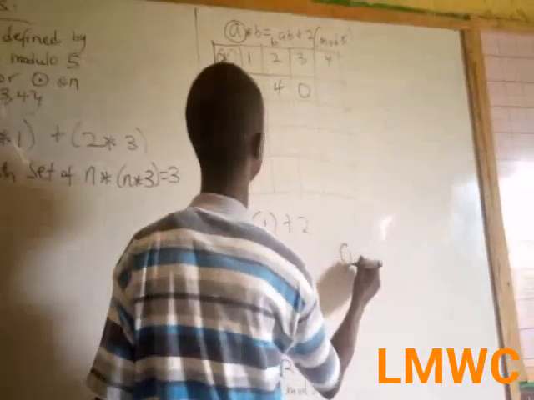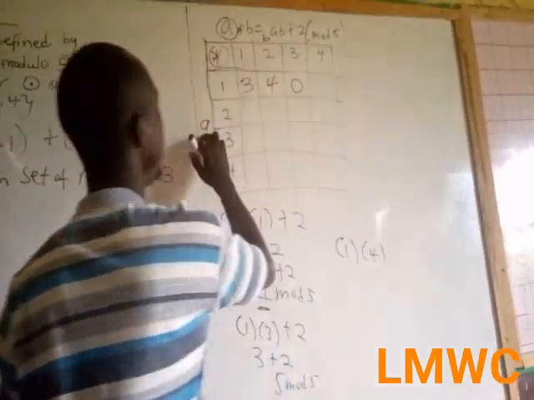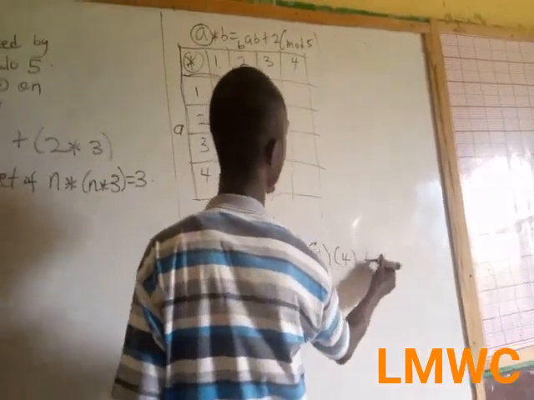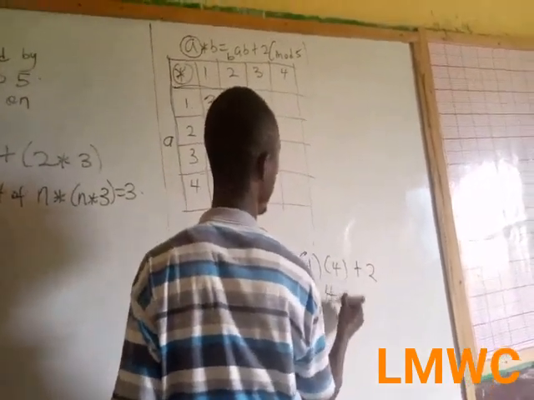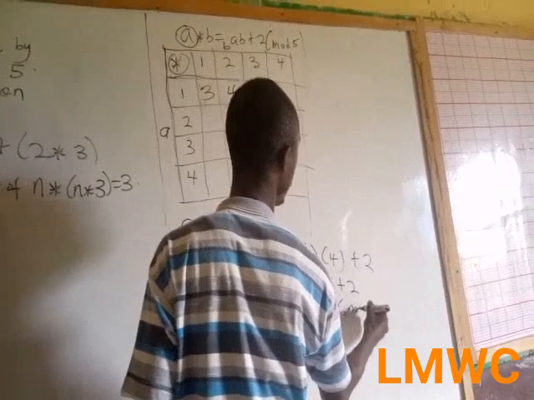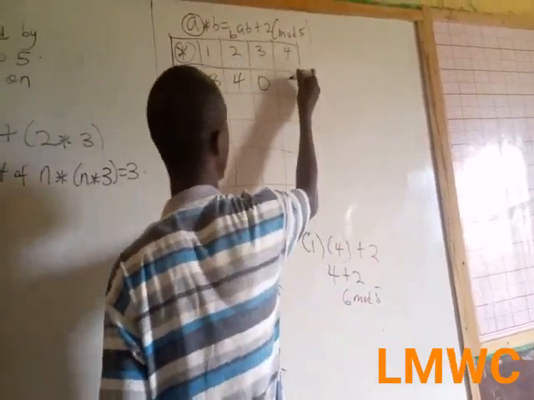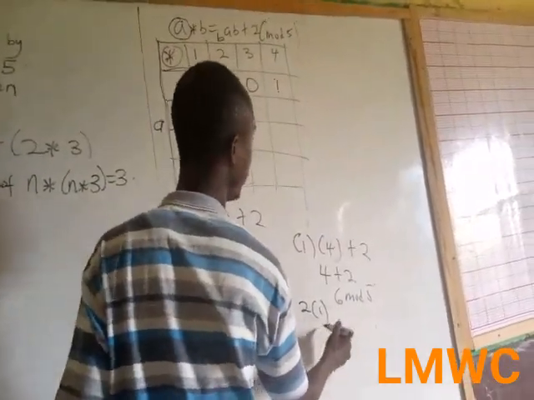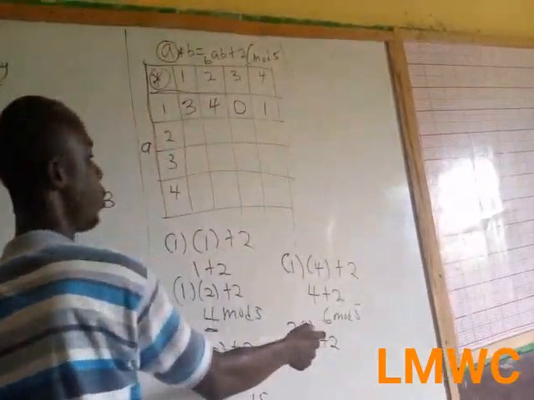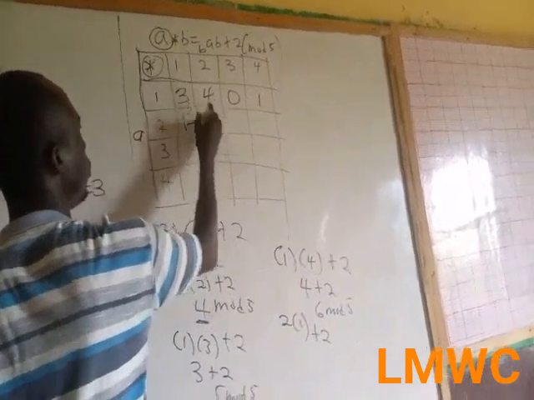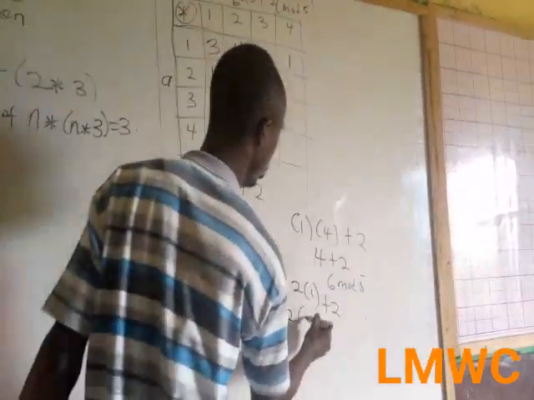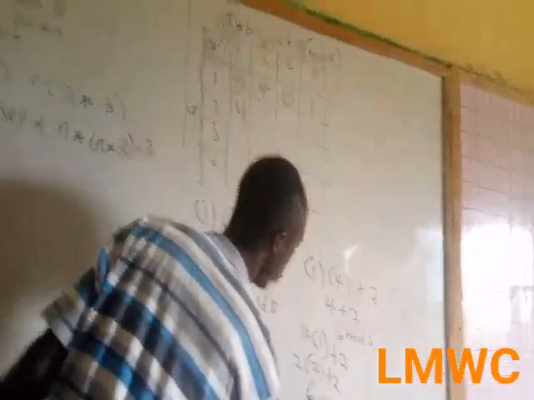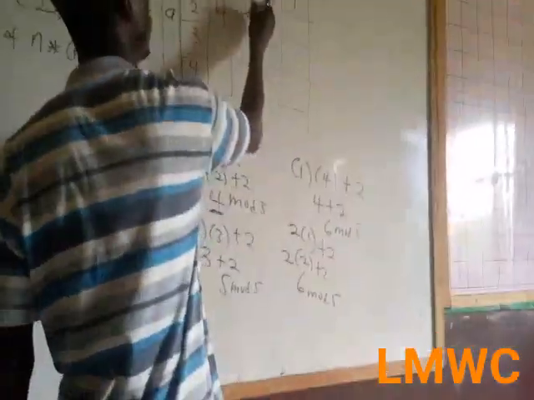We also have 1, 4, because our A is 1 and B is 4, plus 2. So 1 times 4 is 4 plus 2. We have 6 mod 5, and 6 mod 5 is 1. We have 2, 1. Now 2, 1 plus 2. 2 times 1 is 2 plus 2, we have 4. 2, 2 plus 2. 2 times 2 is 4 plus 2, 6. So 6 mod 5, we have 1.